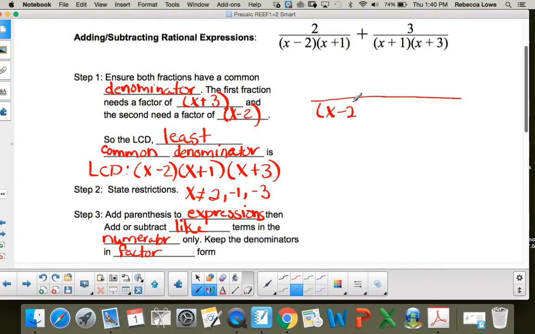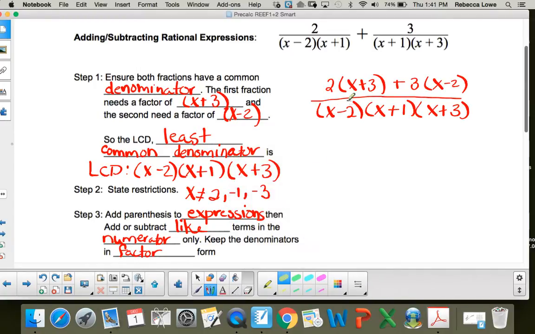So the common denominator is x minus 2, x plus 1, and x plus 3. So this fraction is missing the x plus 3, so that 2 in the numerator is going to be multiplied by that x plus 3. And this fraction is missing the x minus 2, so that 3 in the numerator is going to be multiplied by x minus 2.